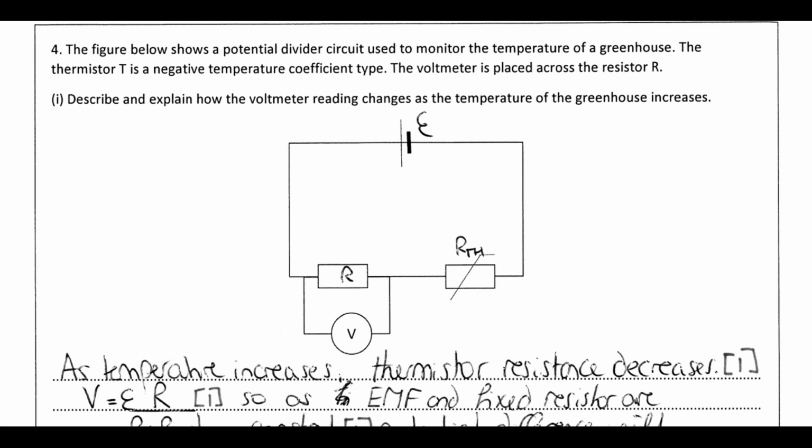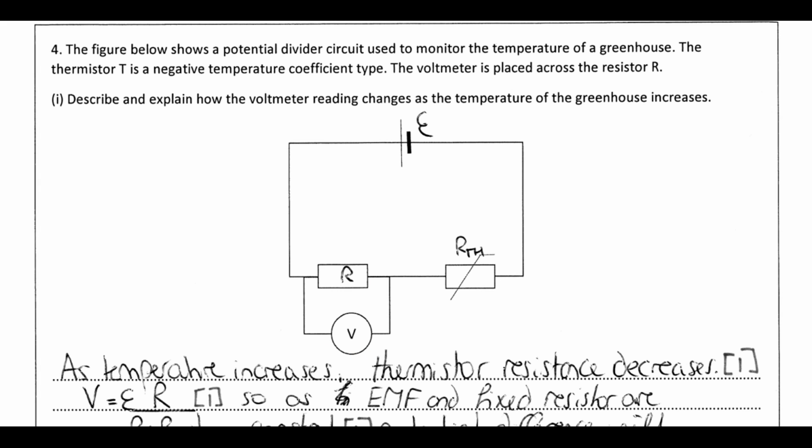So we've now got a potential divider, another one, but this time we're going to use it to measure temperature. So that's why we've got a thermistor stuck in your circuit. We've got an NTC thermistor, so as temperature increases, the resistance is going to go down. We've got a voltmeter in parallel with a fixed resistor.